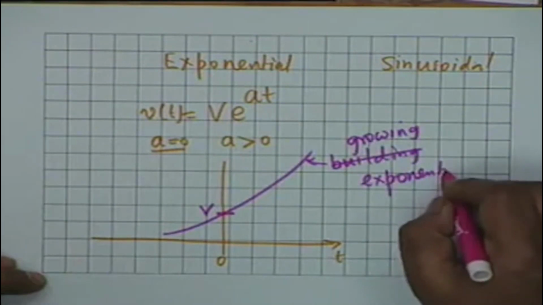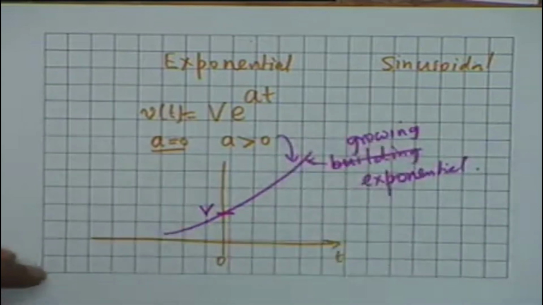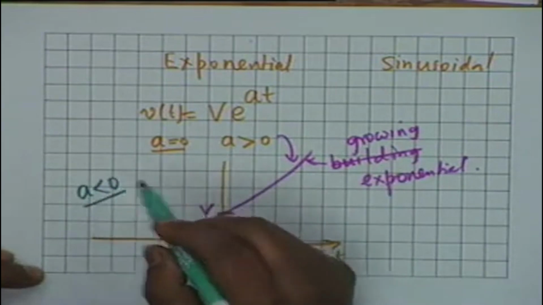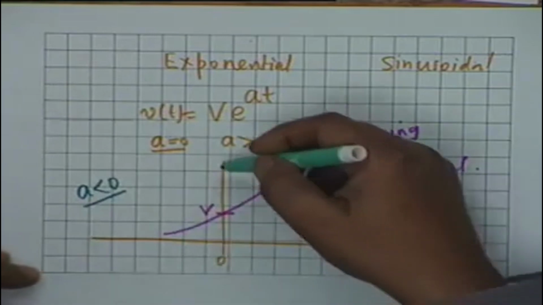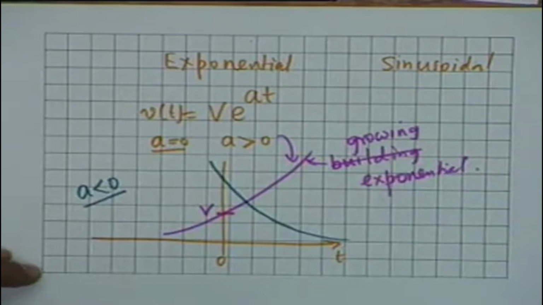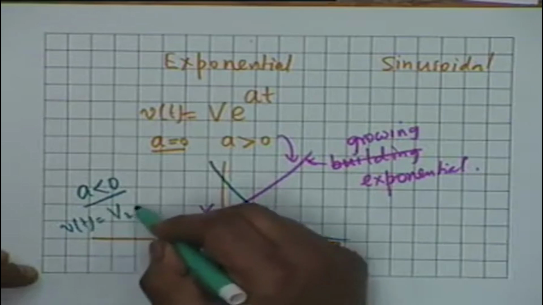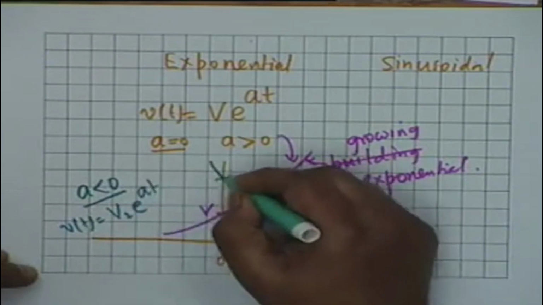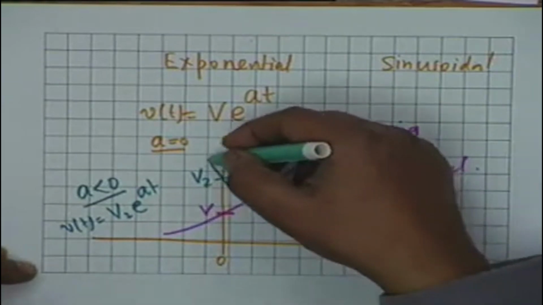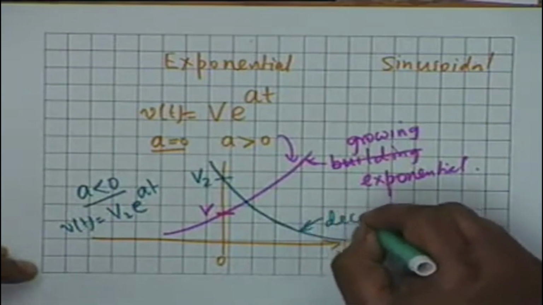Growing exponential. On the other hand, if a is negative, then obviously the exponential will be a decaying exponential. If a is negative, then you see what happens is it decays like this. Again, let's say v of t equal to V2 e to the at, then this level shall be equal to V2. Alright, this level is V2, and then as t increases, it decays. So this is called a decaying exponential.